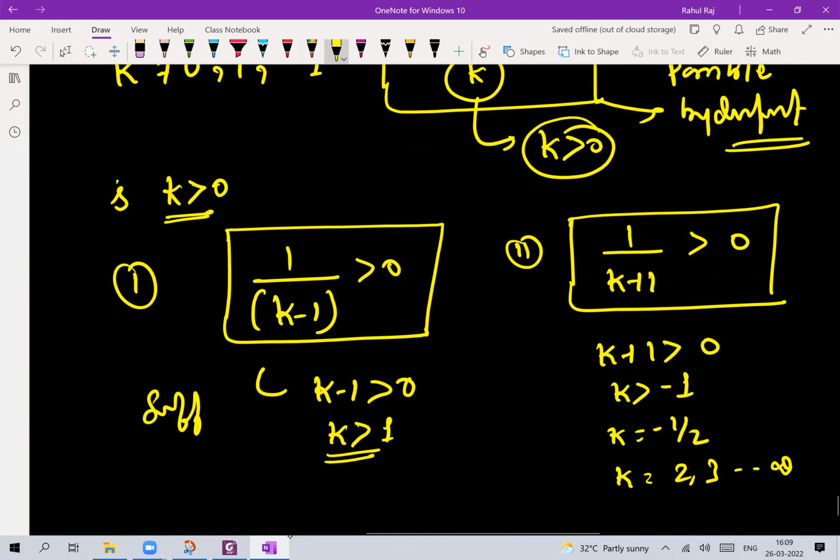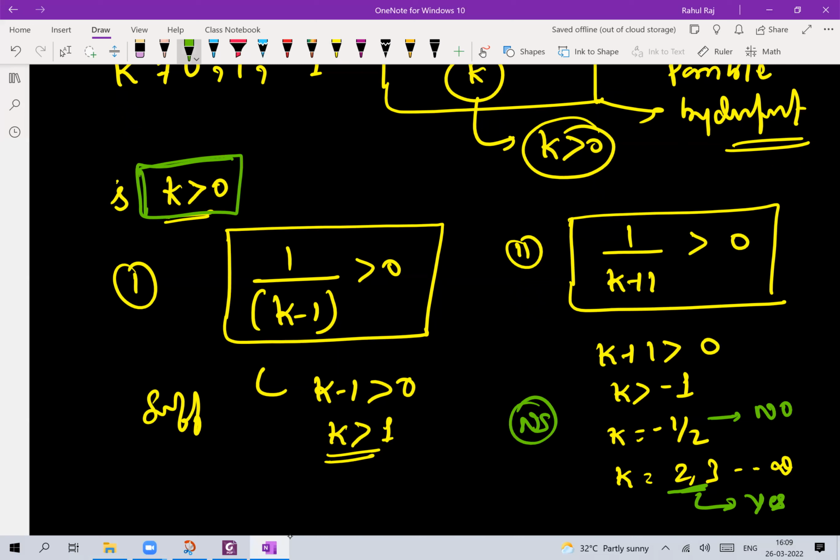My question is: is k greater than 0? It's a yes-or-no type of question. If k is negative half, it's a no situation. If k is 2, 3, 4, it's a yes situation. I have a yes and no situation, and I say this is not sufficient. So A is my answer.